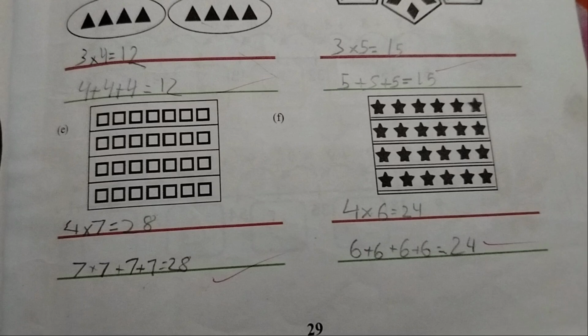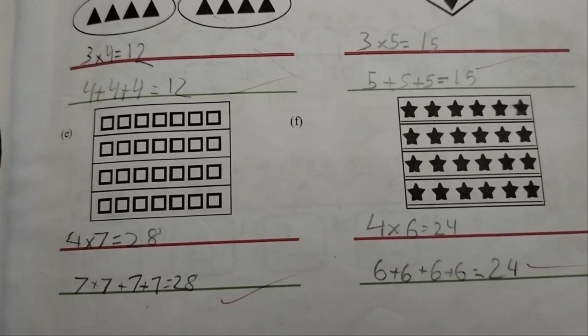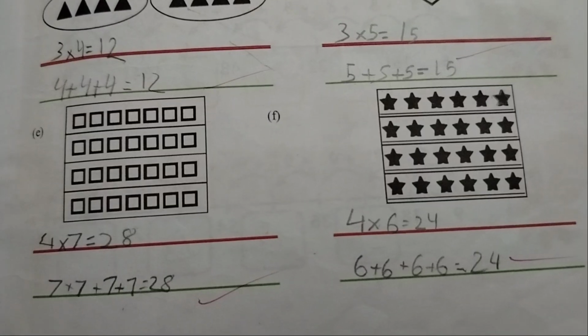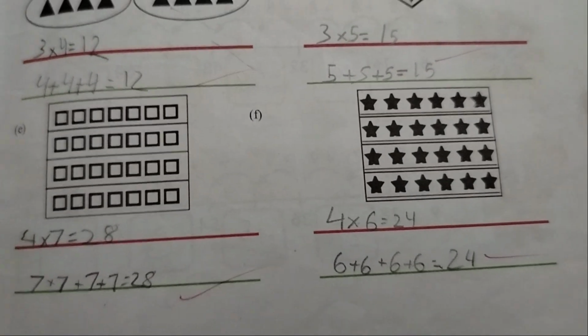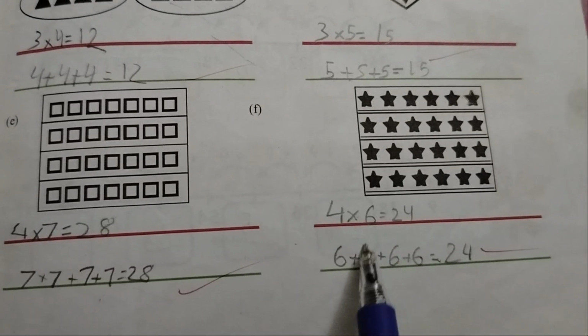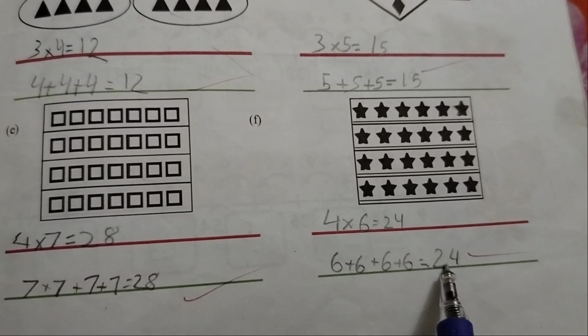In the next picture we can see that there are 4 groups of 6. So we can write the statement as 4 multiplied by 6 is 24, or we can write 6 using the addition sign 4 times, which is equal to 24. So move on to the next page.